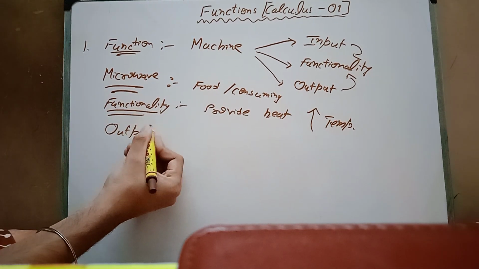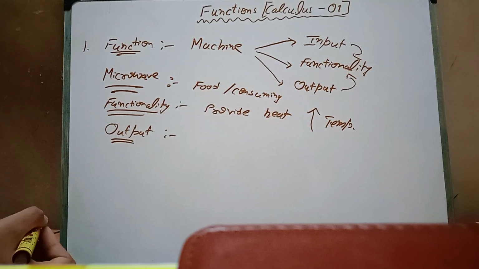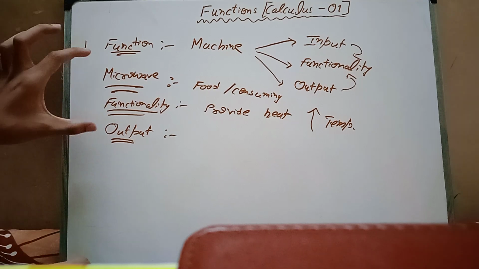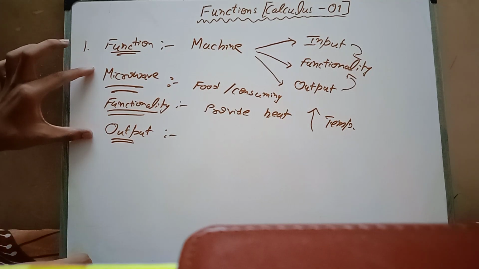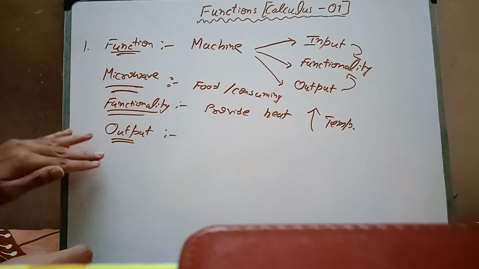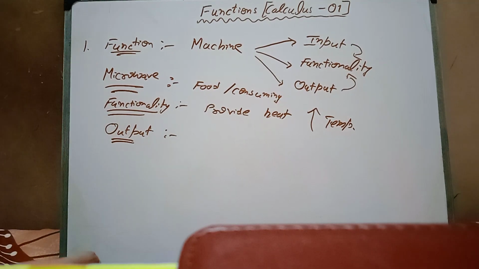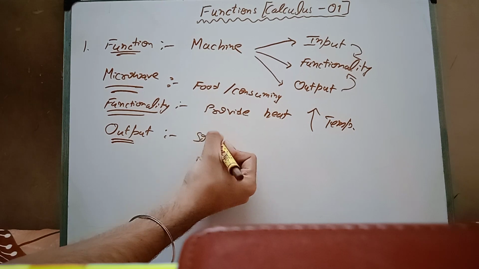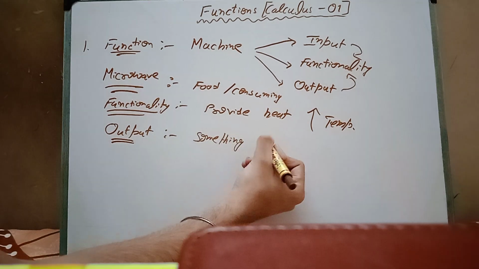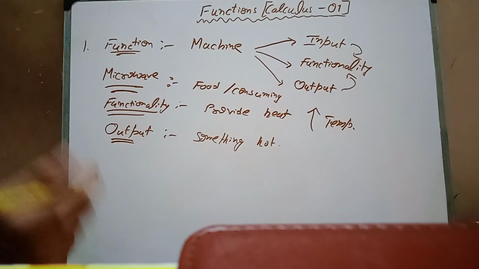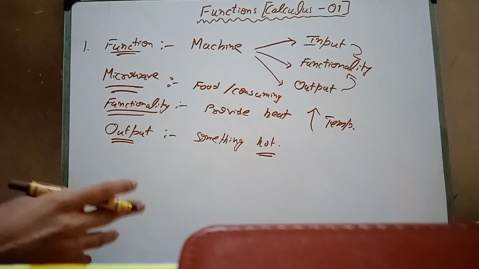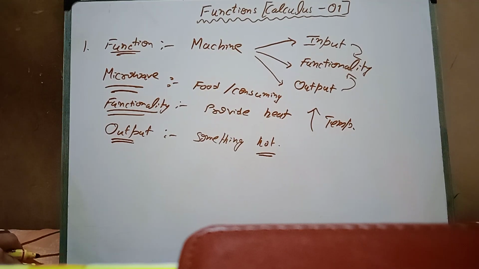I'm telling you these things to make you realize that a function has these three things, and out of these three, these two are pre-decided: the input and the output, based upon its functionality. The output is something hot, it can be anything, but whatever comes out will come out hot. It won't come out cold unless your microwave is faulty. Simple thing.